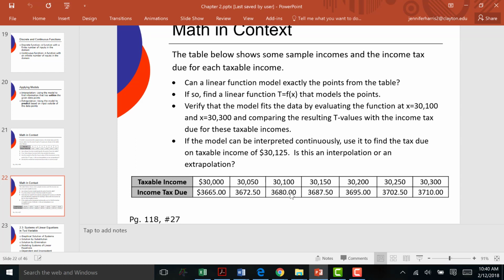Alrighty, 30,125. Where would that fit in this table? Between this one and this one? Yes. Is that considered interpolation or extrapolation? Interpolation. Now, I got that, but what makes it continuous? This table is continuous.